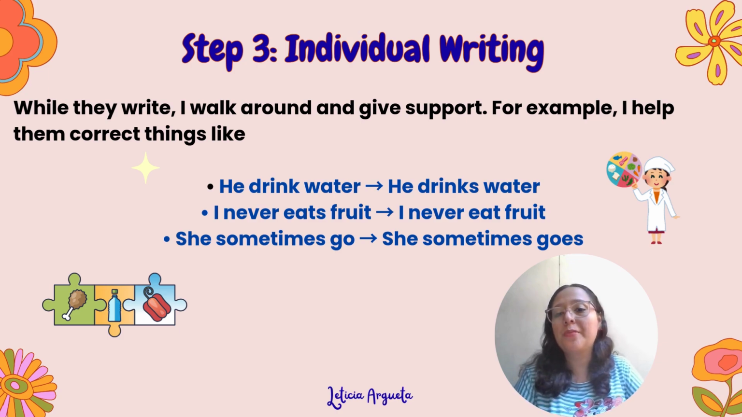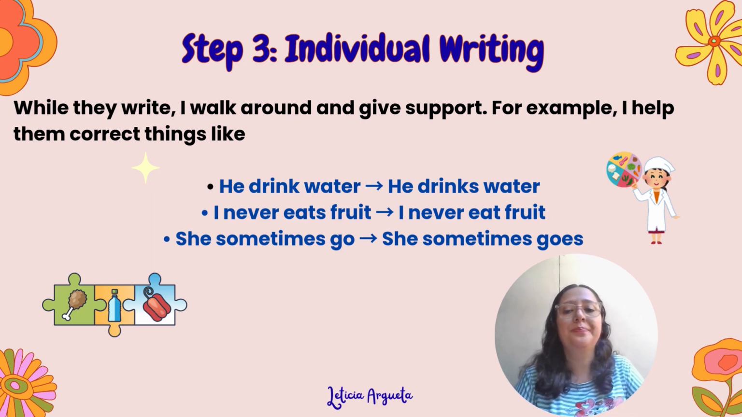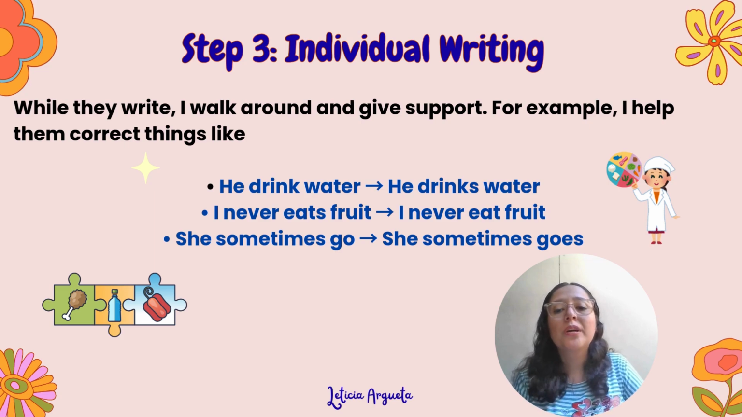Step 3, individual writing. In step 3, students write their sentences. They need to write 4 to 5 sentences. I tell them: use the simple present, use one frequency adverb, write real habits. While they write, I walk around and give support. For example, I help them correct things like: he drink water, he drinks water. I never eats fruit, I never eat fruit. She sometimes go, she sometimes goes. This part is calm and quiet. Students think about their lives and write short but meaningful ideas.